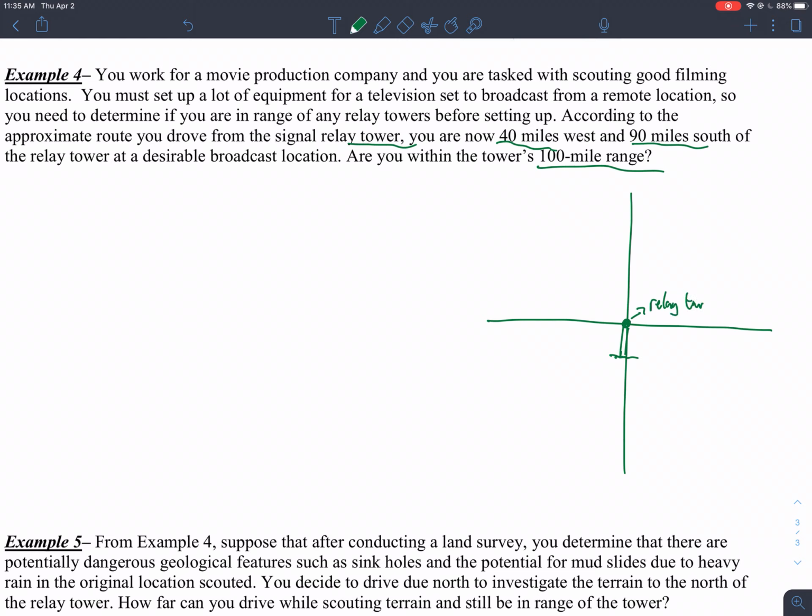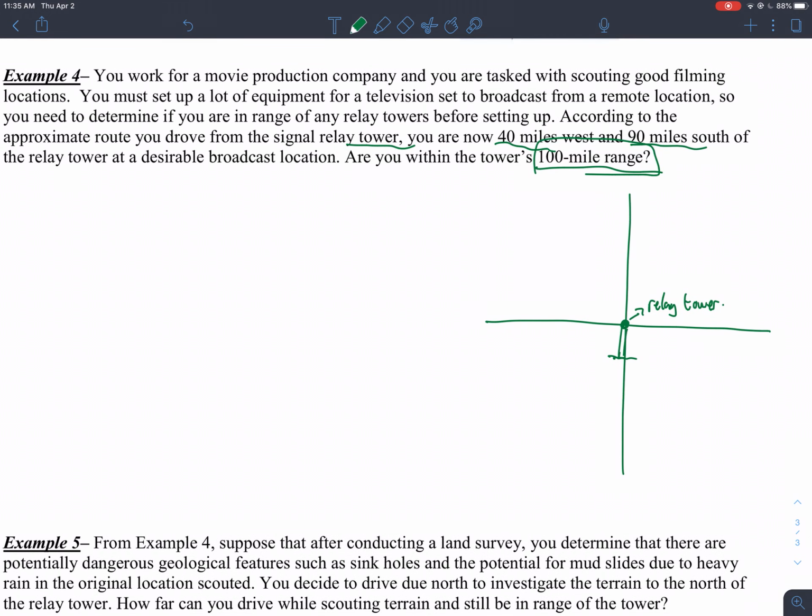Relay tower here, what we're talking about is from my camera equipment, I send a signal wherever I am. Okay, let's say I'm over here. From my camera equipment here, here's Charlie smiling, and I'm filming him, okay? This is sending the signal to the relay tower, and then the relay tower can send the signal on somewhere else, okay? So, this is what we're trying to check. The location that I picked, am I in range of the relay tower? And the relay tower's range is 100 miles.